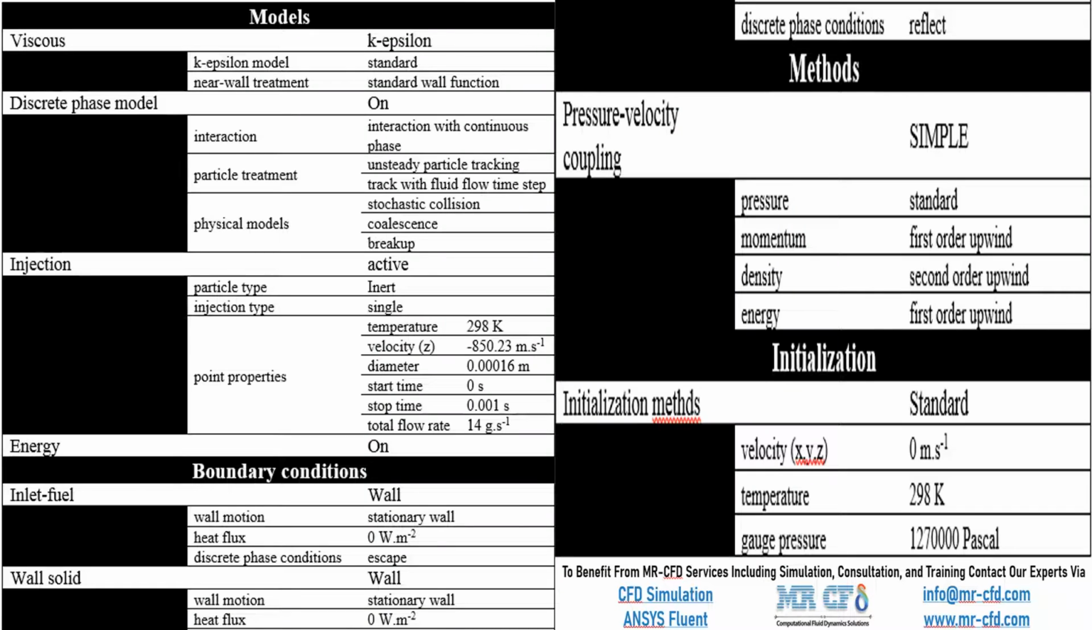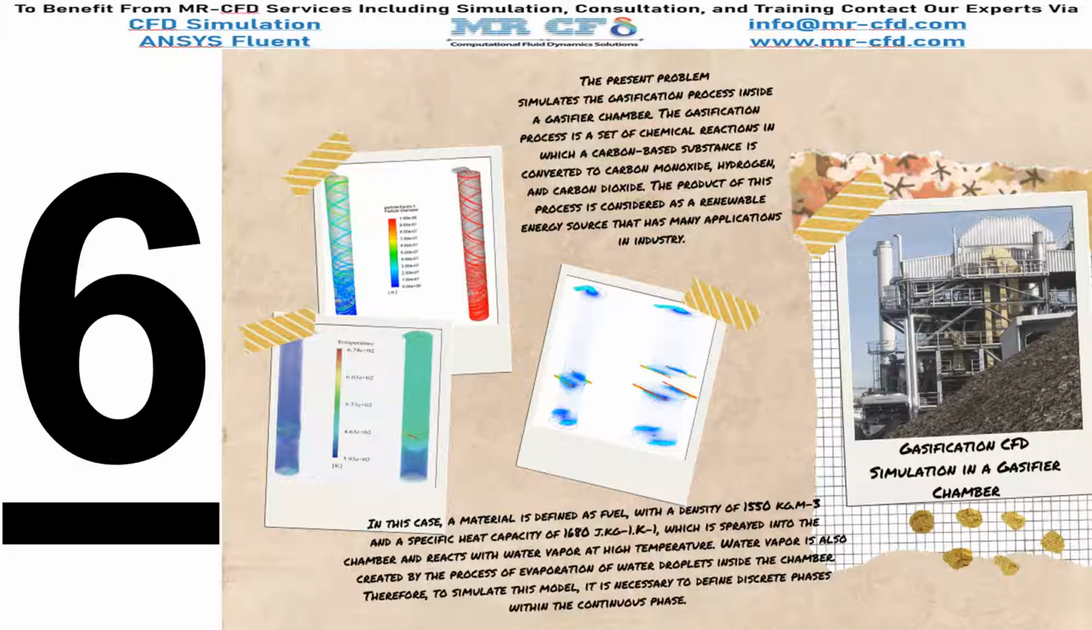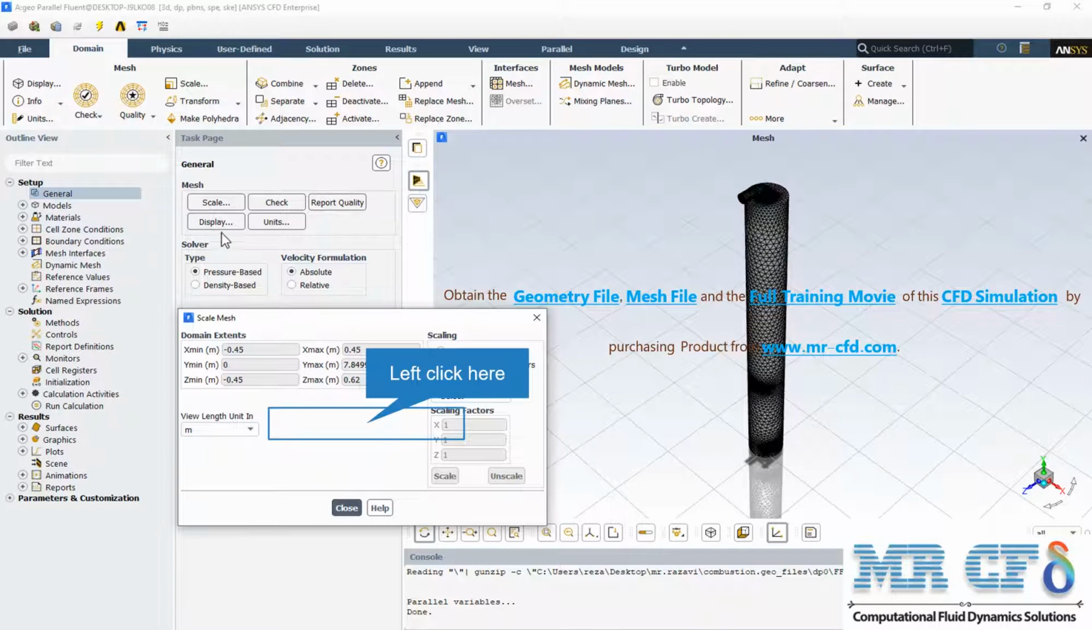Finally, a summary of different settings and setup that we have used in our project is presented to you in the slide. The present problem simulates the gasification process inside a gasifier chamber. From the scale mesh section, we can check all the domain extents in every direction and the dimensions. Also, we can view the length unit.